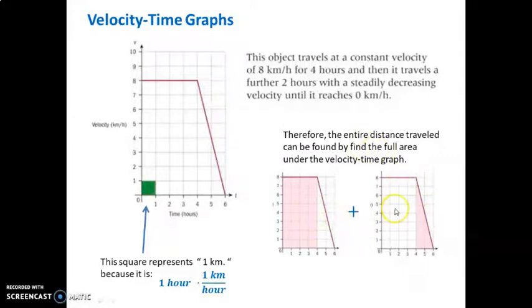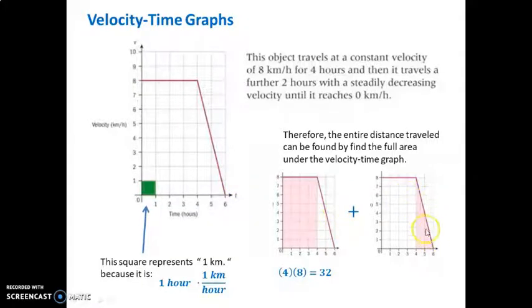So we can find those areas geometrically, right? What's the area of this rectangle here? Well, clearly that has an area of 32. 4 times 8, 32. So that represents 32 kilometers traveled by this object. That makes sense. If this object is traveling for 4 hours and it's moving at a constant velocity of 8, then that area there must be 32, and we know it travels 32 kilometers. 4 hours times 8 kilometers per hour. Makes sense. So that's what that area represents.